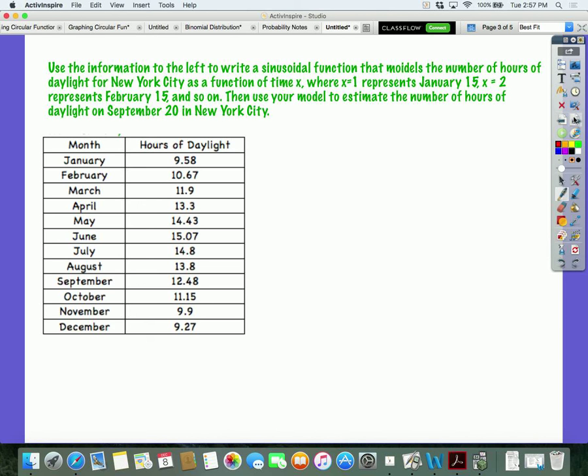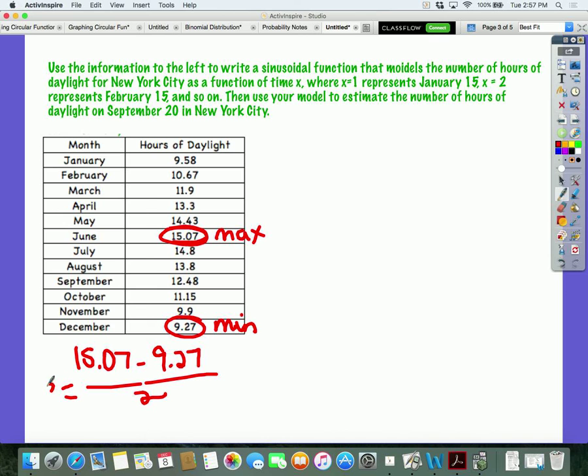Good place to start. I need to pretty much know where my maximum occurs. Where's my maximum occur? What's the largest value? 15.07. Okay. And what's my minimum? What's my smallest value? December? Okay. So to find my amplitude, if we recall from the last page, it's your max minus your min over 2, right?